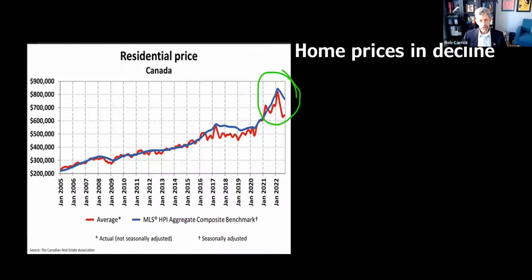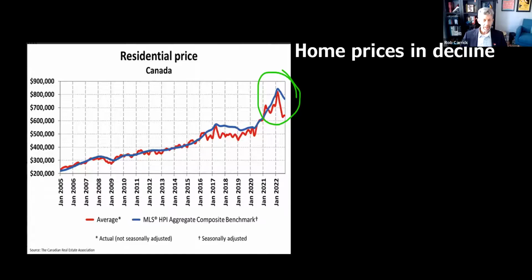House prices are declining. This chart shows you the red is the average house price in Canada. The blue is more of a notional benchmark created by the real estate sector to sort of smooth out anomalies, etc. So the average price is very much influenced by big markets like Toronto and Vancouver. So that tends to accentuate on the upside, and it tends to accentuate on the downside. Regardless of which of those lines you would prefer to look at, the trend is down.